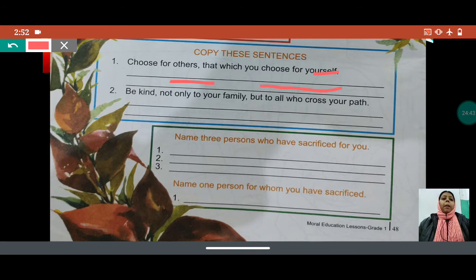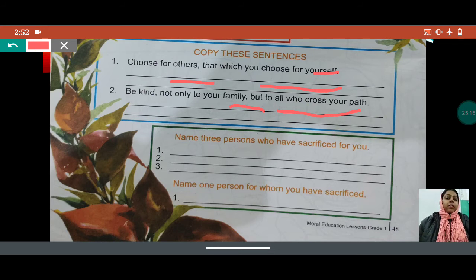Now, number 2 is be kind not only to your family but to all who cross your path. This is a normal thing, you should be kind towards everyone, to either your family members or anyone, any stranger also. You should always behave properly and you should always talk politely to them. You should be kind towards everyone, even if it is an animal, you should be kind towards them also.